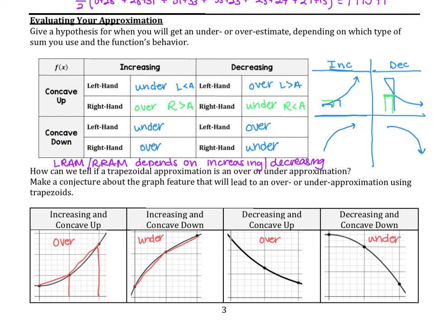So if you were to make a general statement about trapezoids, what would you say? Does it depend on the increasing, decreasing, or does it depend on the concavity? Hopefully you said the trapezoidal rule depends on concavity. Doesn't matter if it's increasing or decreasing. The increasing could be either over or under. It's whether it's concave up or concave down. Okay, just something to think about as you go through here. All right, ready to try one full example? Here we go.